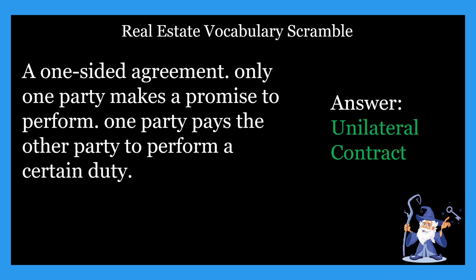Unilateral contract is a one-sided agreement. Only one party makes a promise to perform. One party pays the other party to perform a certain duty. If the first party fulfills the duty, the second party is obligated to transfer the specified funds. An example would be, I pay you $1,000 to bring my car from West Virginia to Colorado. That would be a unilateral contract.